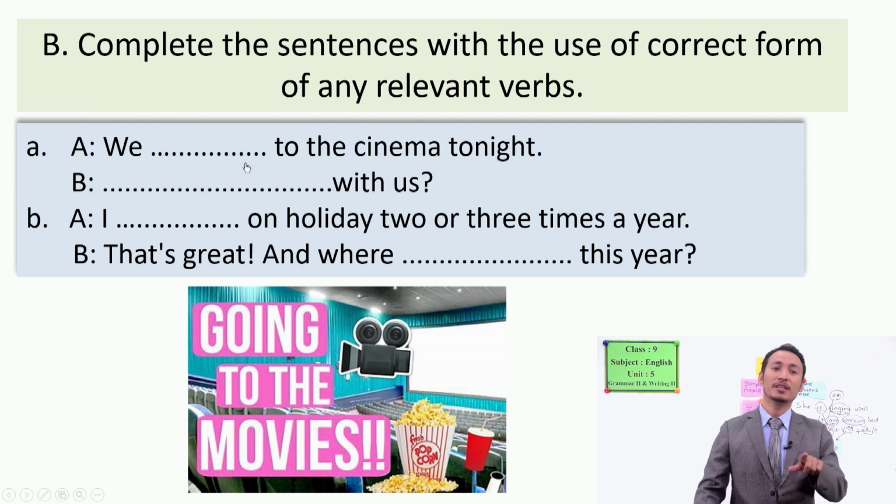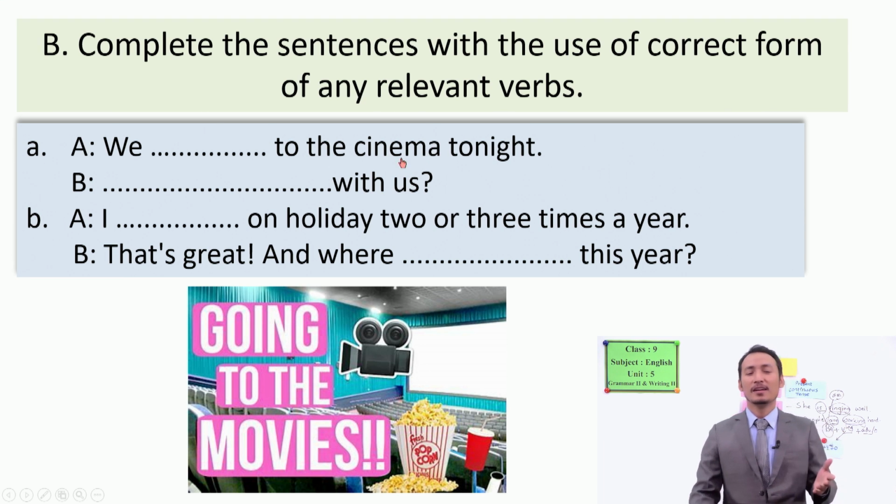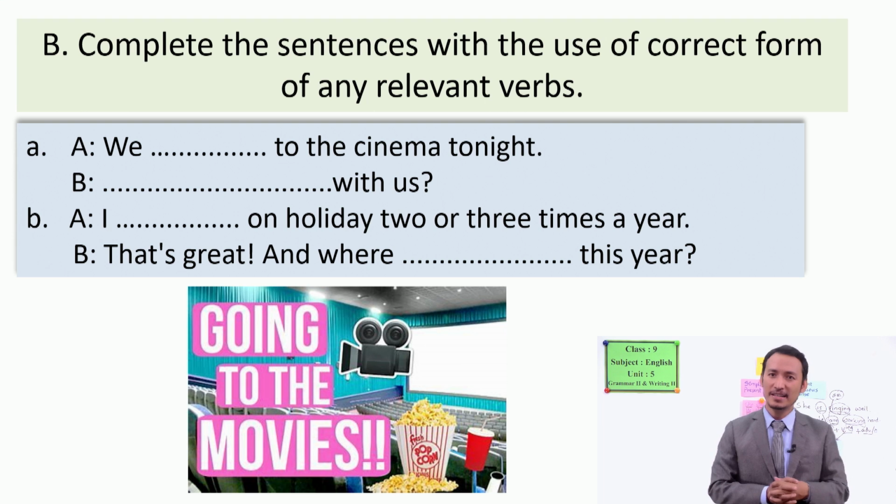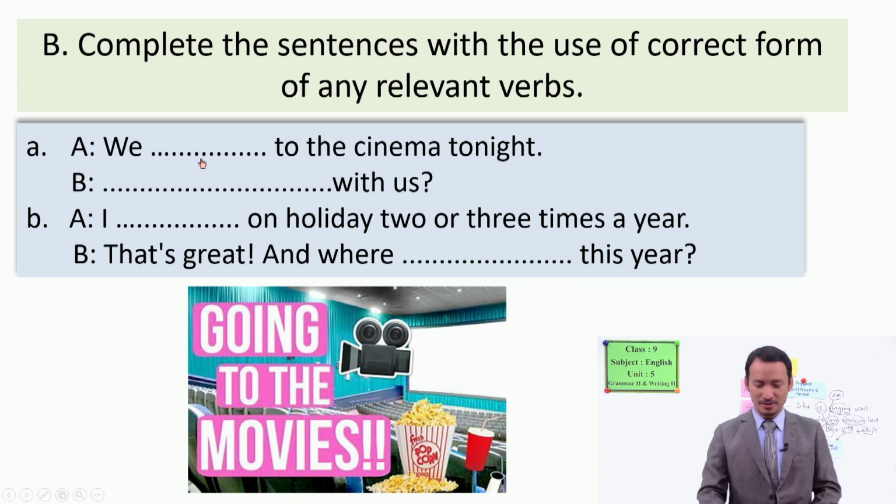We to the cinema tonight. So here, what do you do to the cinema? Do you go? Yes, we go to the cinema, right? So we need the verb go to use here. So you need to use go verb here.